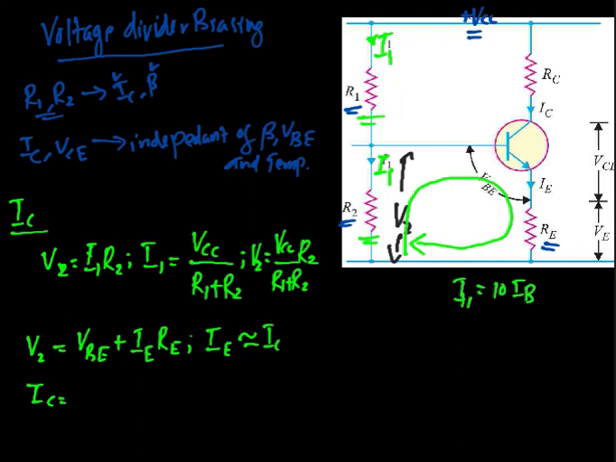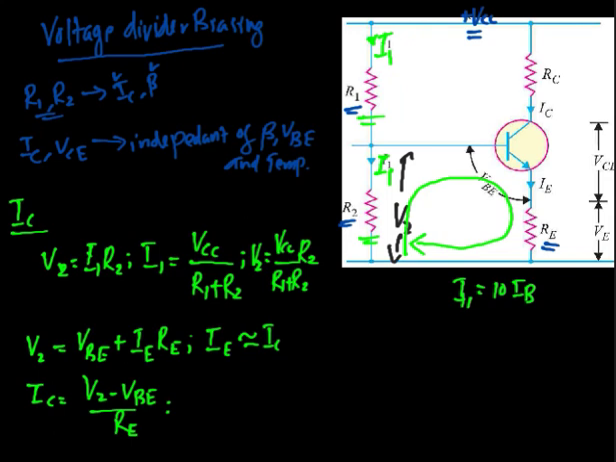So this equation becomes IC is equal to V2 minus VBE divided by RE. I am replacing this IE by IC and rearranging the equation. From this equation we can say that IC depends on V2, and V2 depends only on the values of VCC and R1 and R2. They are the parameters which we are applying to the circuit.